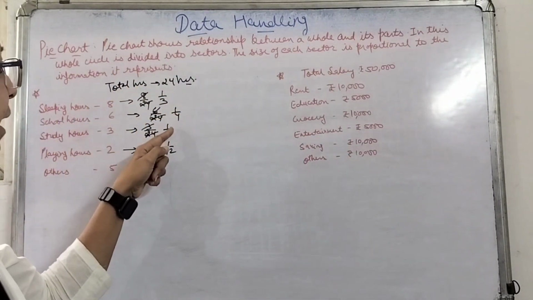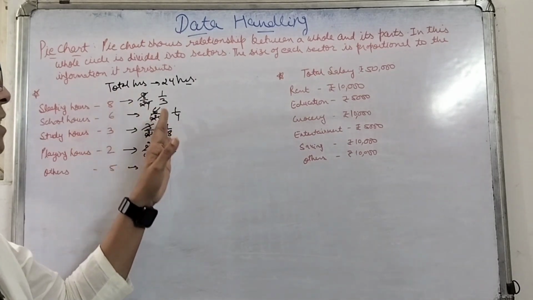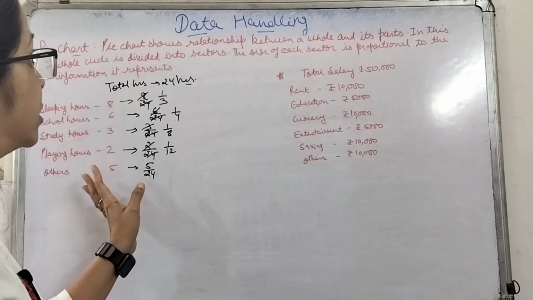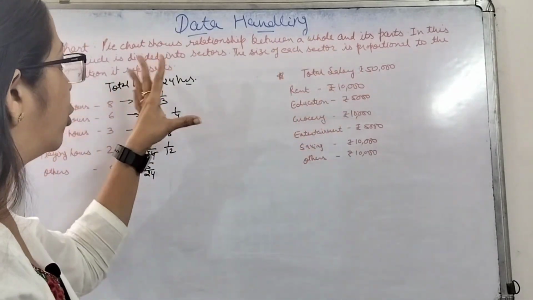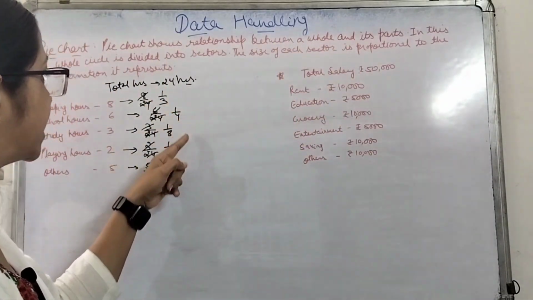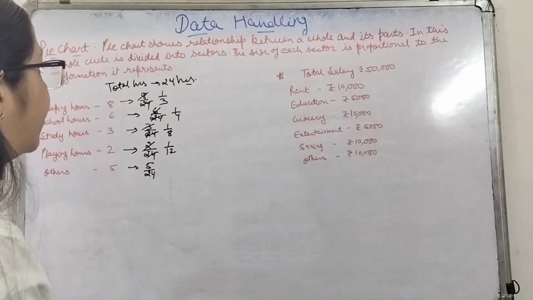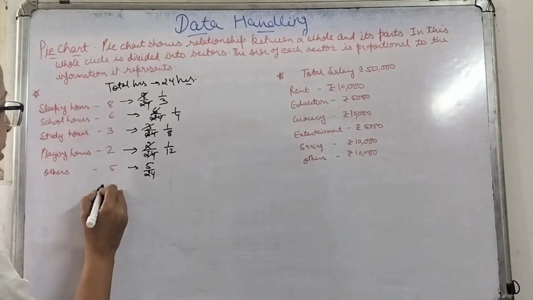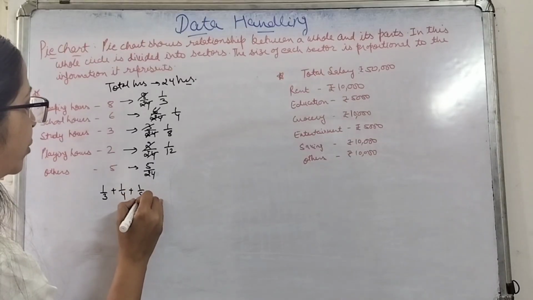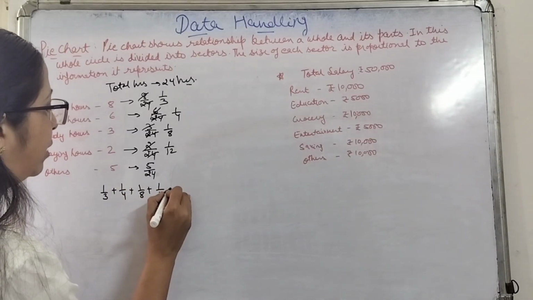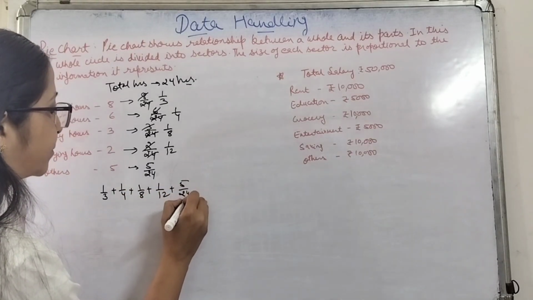Now if we add all these fractions, their sum will always be 1, because we are finding the relationship between the whole and its parts. Whole means 1 and these are parts of it. So if we add all these fractions, 1 upon 3 plus 1 upon 4 plus 1 upon 8 plus 1 upon 12 plus 5 upon 24.